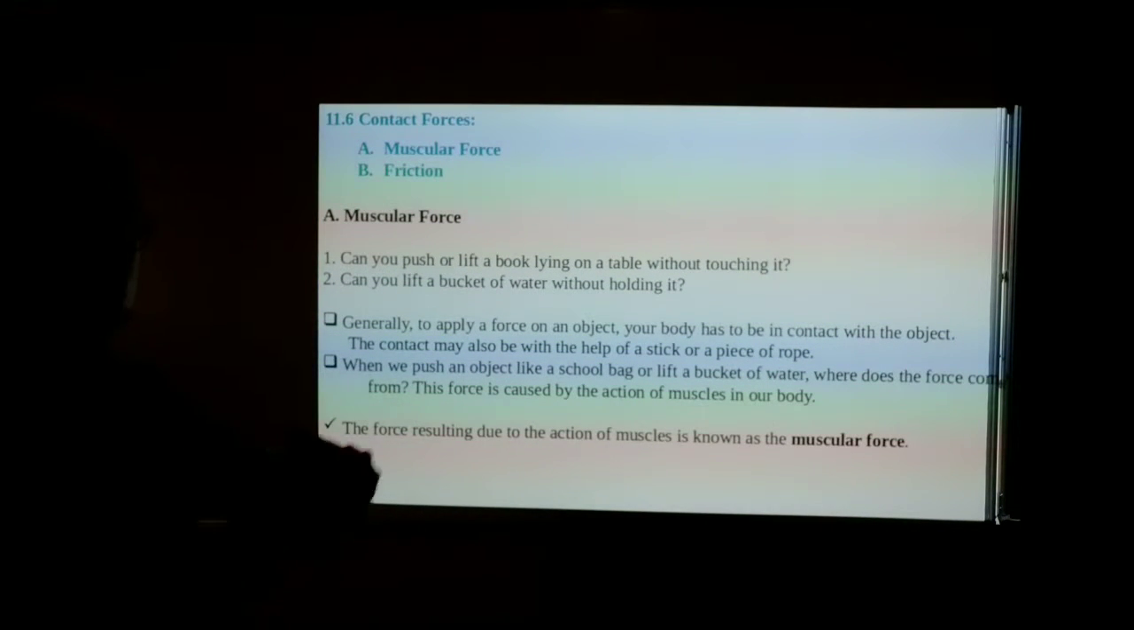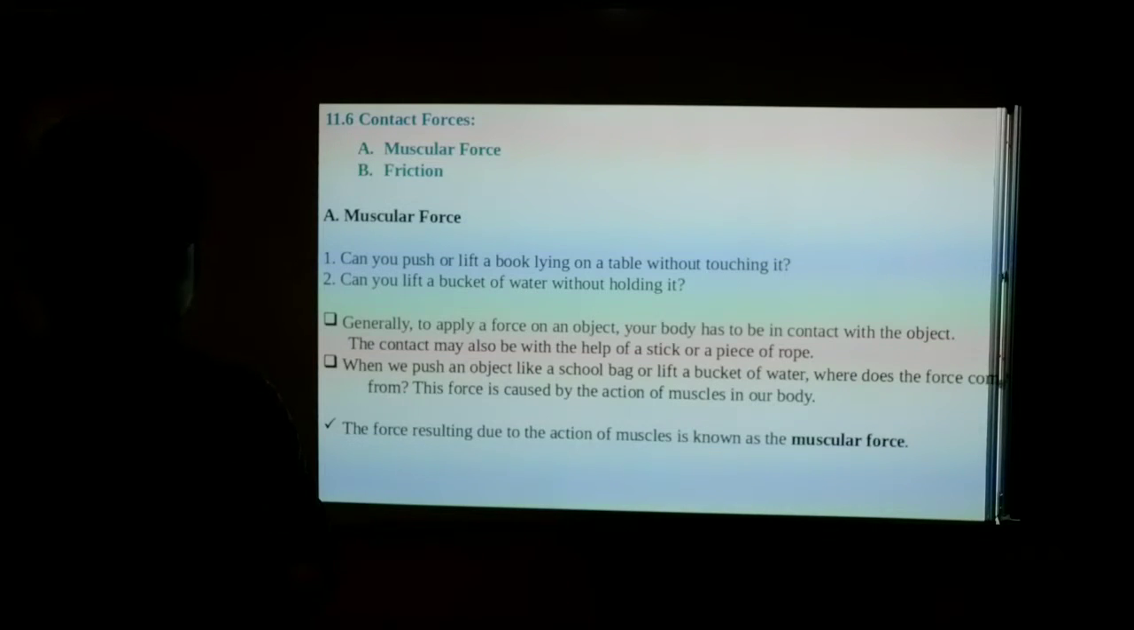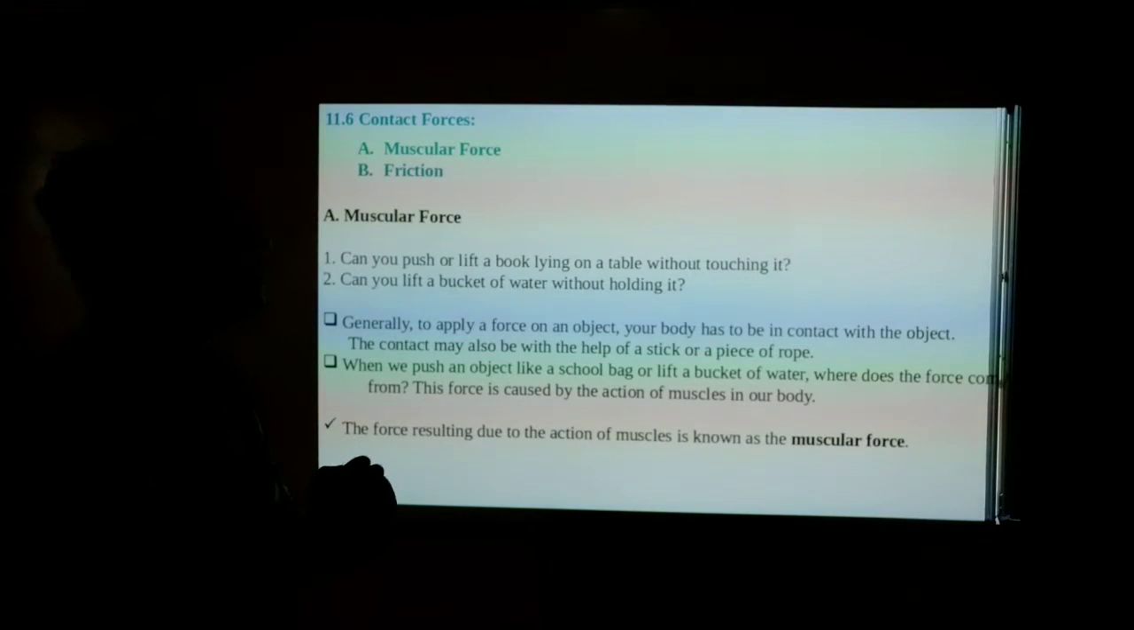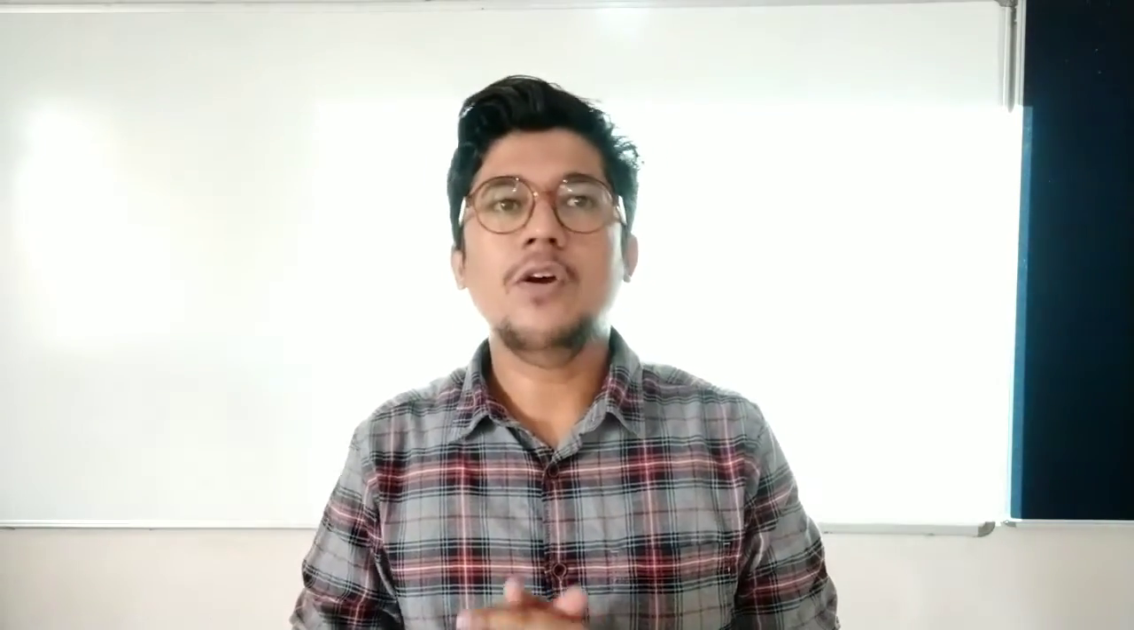Okay, so now we will move to the next point, that is 11.6 in your textbook, contact forces. Here we will discuss two types of contact forces: one is muscular force and one is friction force. You will ask, sir, what are contact forces? Contact forces are those in which you have to make physical contact to change the direction, speed, or shape of an object.